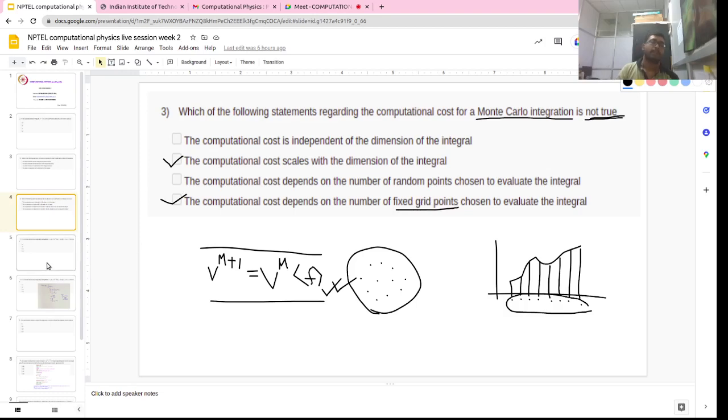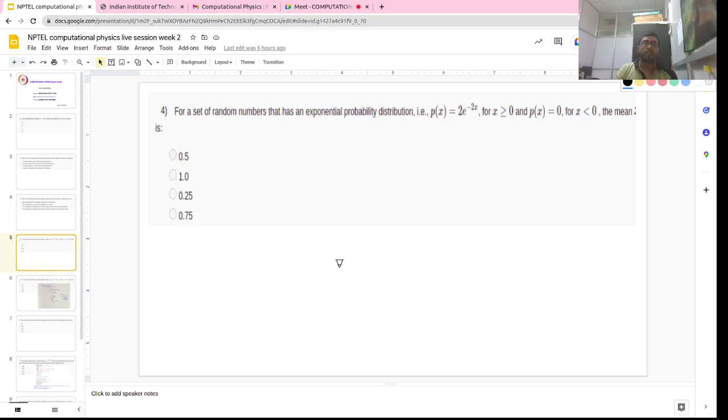Okay, sir. Yeah. So let's move on to the next question. Let's say we have a set of random numbers with an exponential probability distribution of the form p(x) = 2 exp(-2x) for x greater than or equal to 0, and p(x) = 0 for x less than 0. We need to calculate the mean of these random numbers. So this is what we have been given. How do we do that? Can anyone tell me how we should do that?